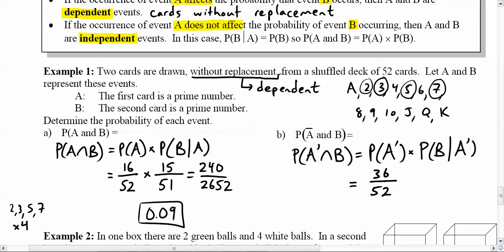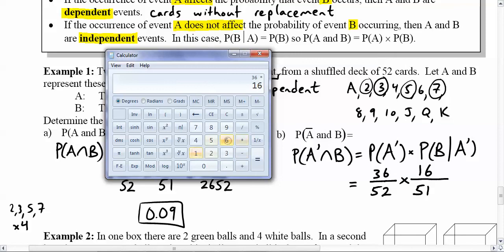And then if the first card was not a prime, now I've only got 51 cards left. How many primes do I have left for the second try? I still have all of them in there. So 16. And that's it.